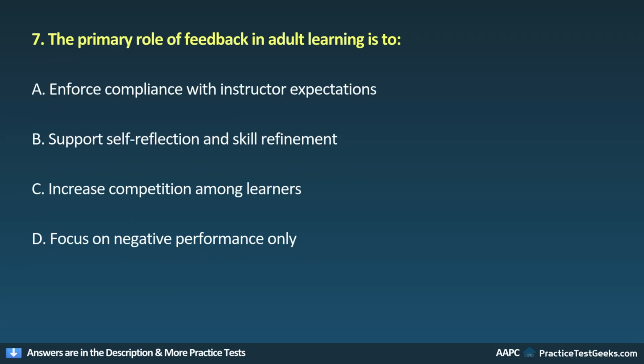7. The primary role of feedback in adult learning is to A. Enforce compliance with instructor expectations. B. Support self-reflection and skill refinement. C. Increase competition among learners. D. Focus on negative performance only.